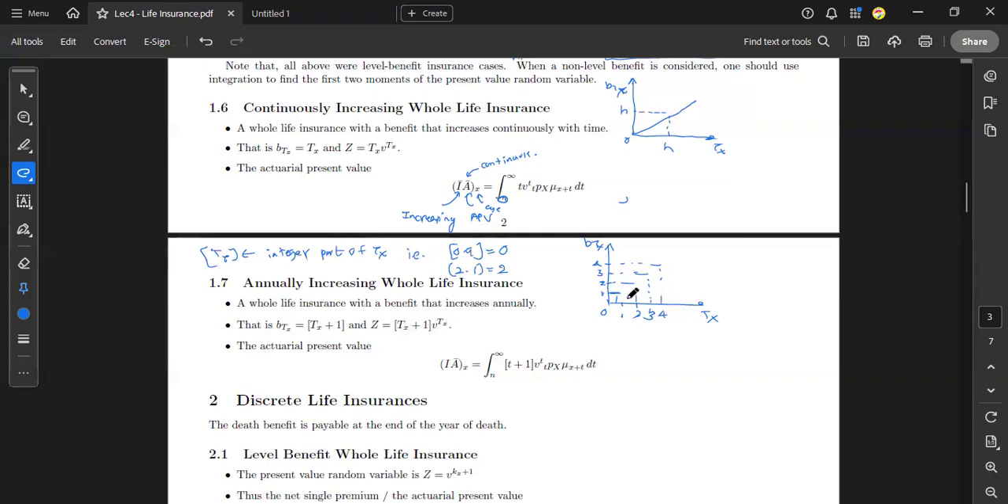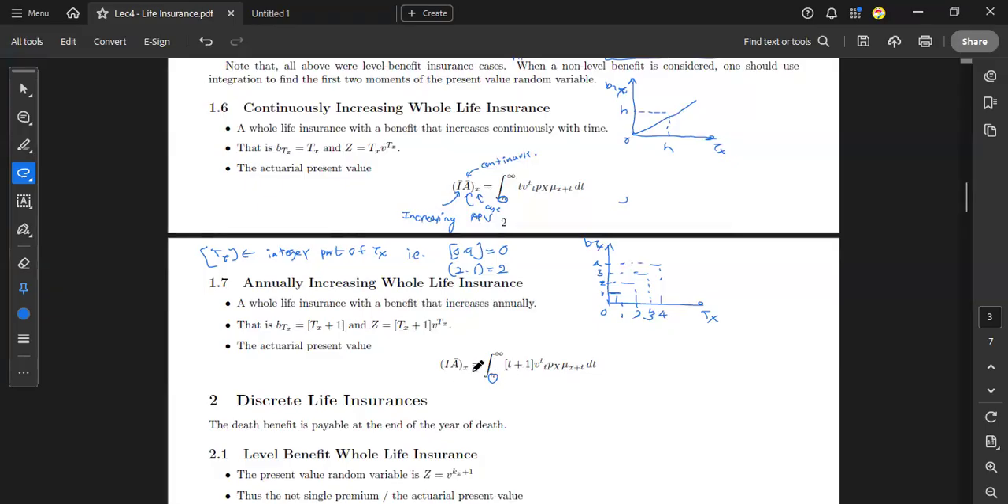That means if you replicate this kind of insurance product, you buy an insurance of 100,000 at age x. Then again buy another insurance of 100,000 at age x plus 1. Then x plus 2 and x plus 3. Every year, you buy the same product. So this is the same as buying a product which increases the benefit annually. So then, since this is whole life again, the integration goes from 0 to n.